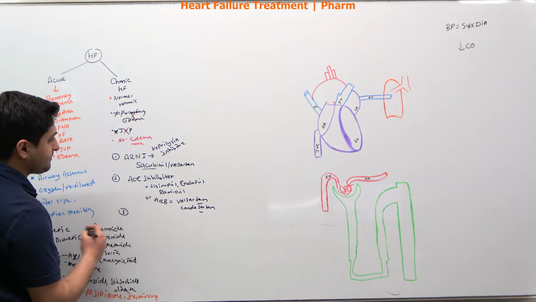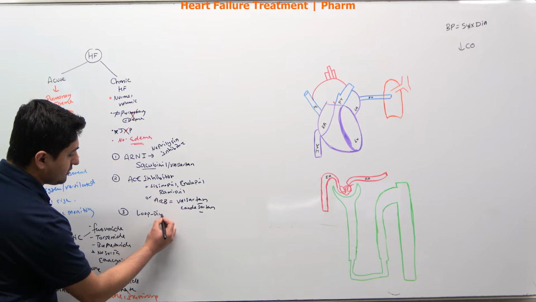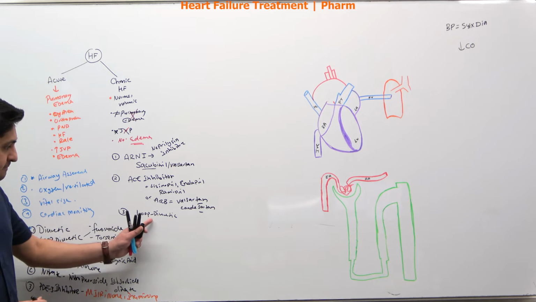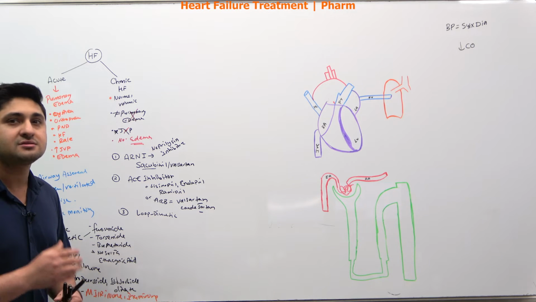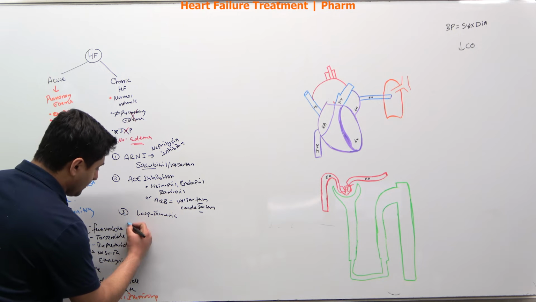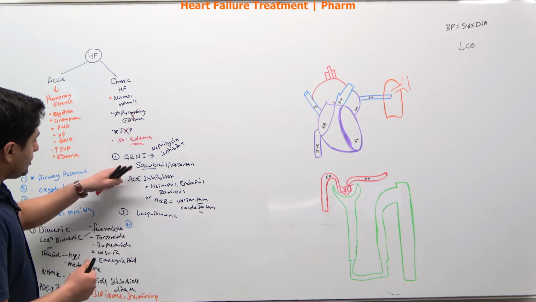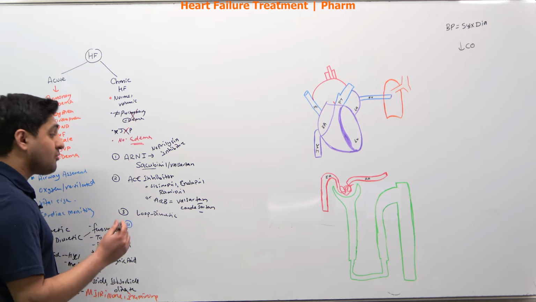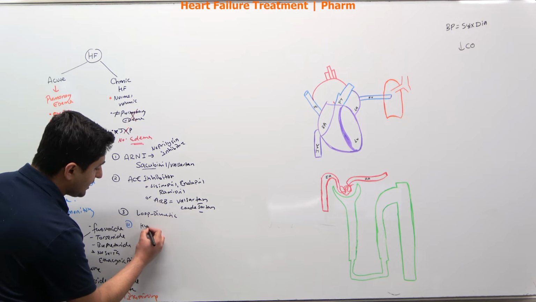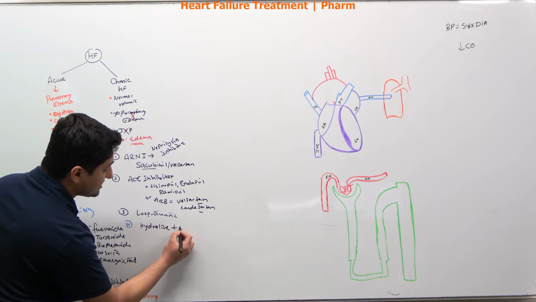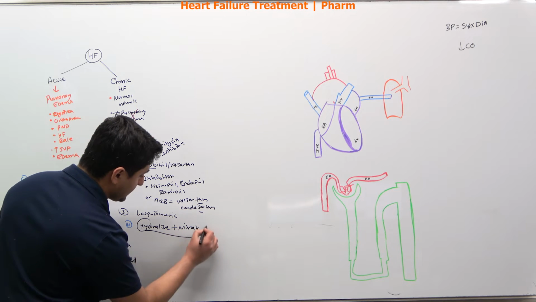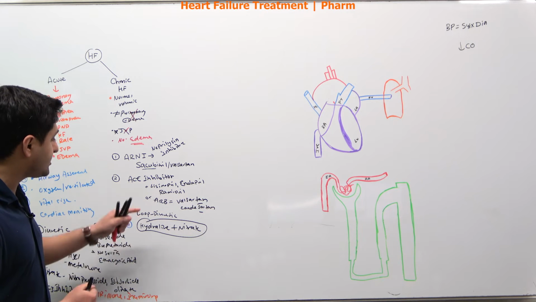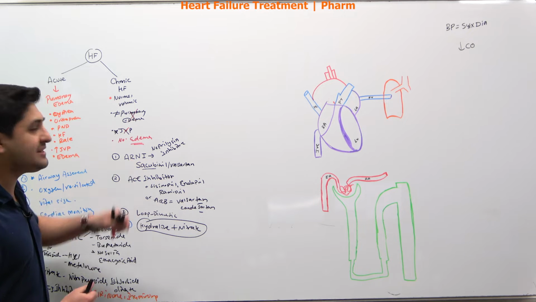And then third, obviously, you can use loop diuretics. Loop diuretics can be used even in chronic heart failure, but usually they are used for symptomatic patients. Sometimes there are combinations. If the ACE inhibitors or ARNI don't work, then you could use hydralazine plus nitrates, a combination of these two drugs.